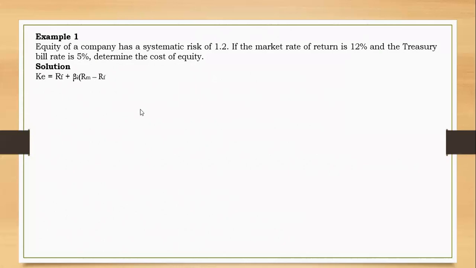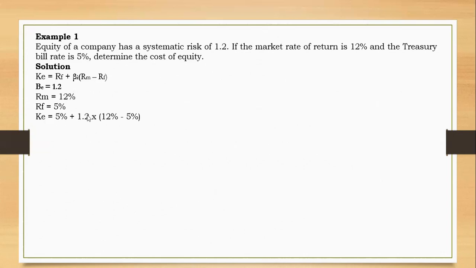Let's go to the solution here. And then you have the data. First of all, we need the cost of equity, which equals RF, risk-free rate of return, plus equity beta times the market risk premium. So we are given from the question equity beta equals 1.2. We are given the market rate, which is 12%, and this treasury rate is the risk-free rate of return, which is 5%. So just plug in the numbers and everything will be fine.